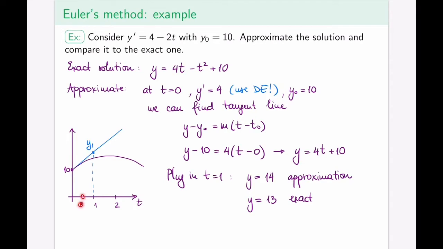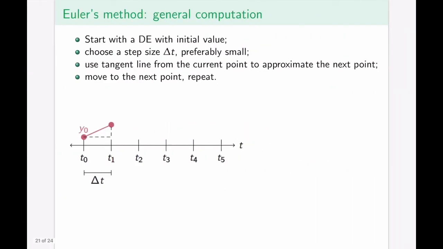If I chose the step size, for example, of 0.5 here, then we would simply be plugging in 0.5 into our tangent line, or the exact solution if we have it, but the method doesn't really change. Then we use the tangent line from the current point to approximate the next point. We move to the next point and we repeat all of the same steps over and over again.